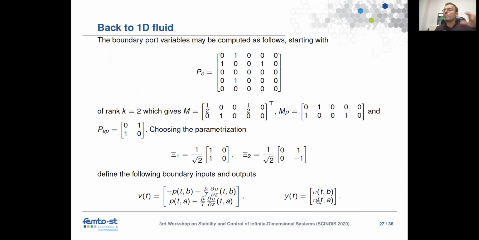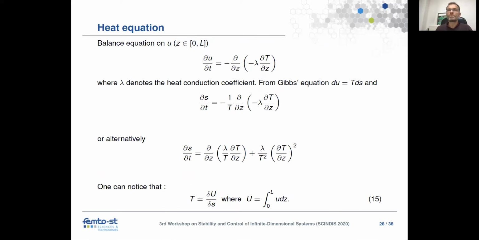And we could have mixed these boundary port variables, and we could also have mixed them in order to recover the scattering input case. So we have all these parameterizations that are available. Okay, so I just want to give a word on the heat equation, because I would like to give you some insight on control design on this heat equation.